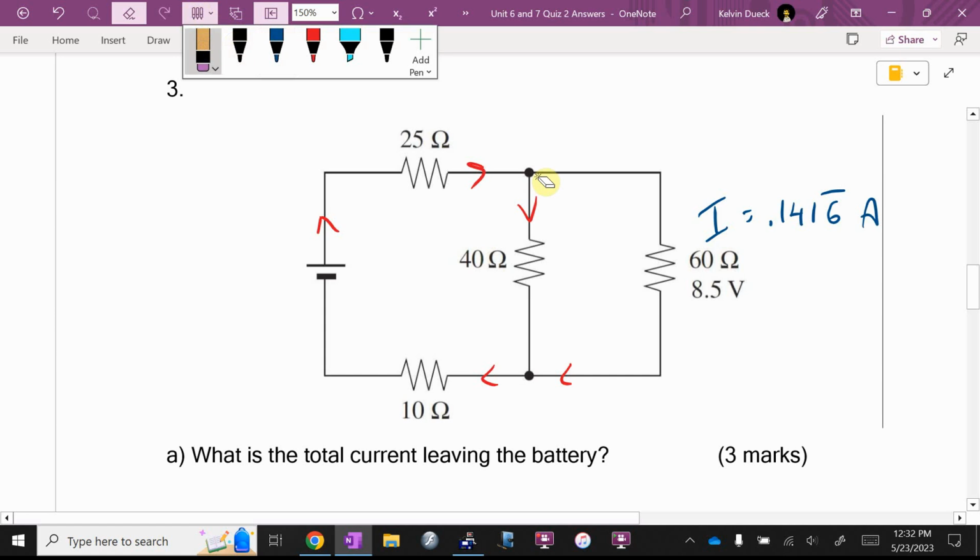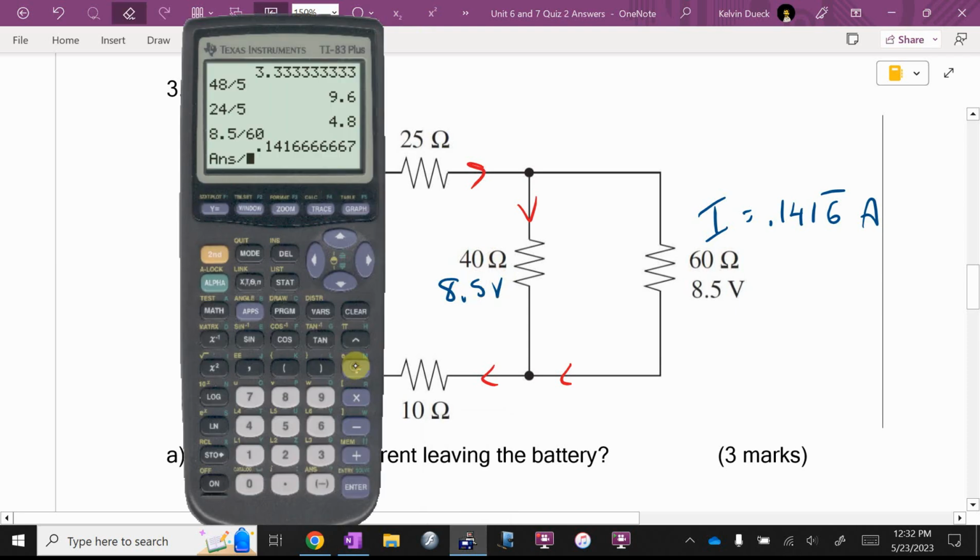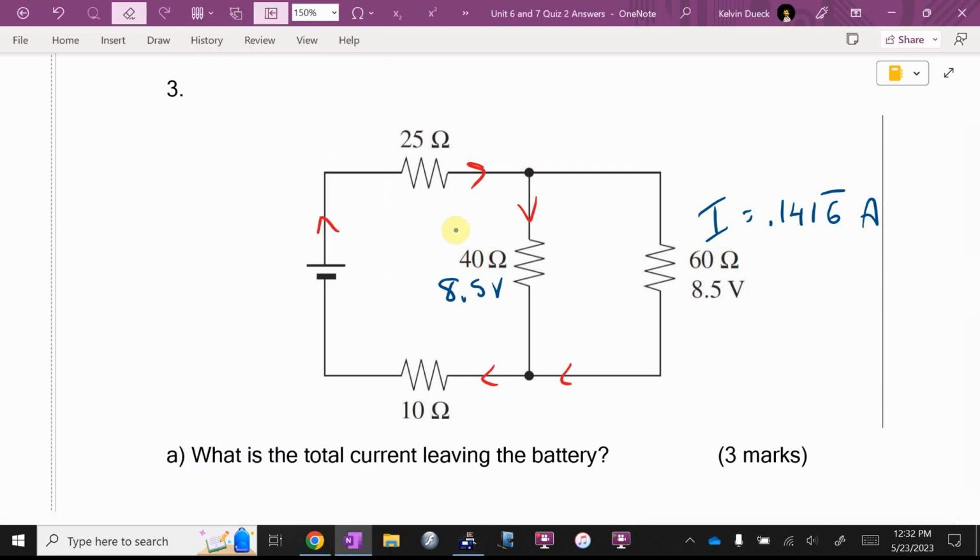Ruby, how many volts along this branch? How many volts along this branch? Got to be the same because they're in parallel with each other. 8.5 volts. Knock, knock. I know two things. It's going to be 8.5 divided by 40, 0.2125.